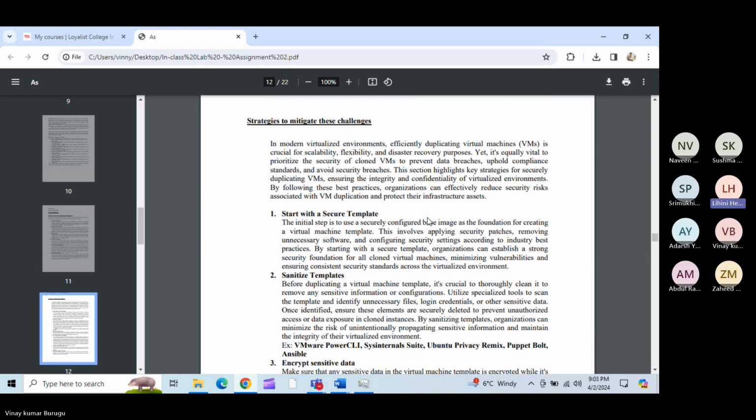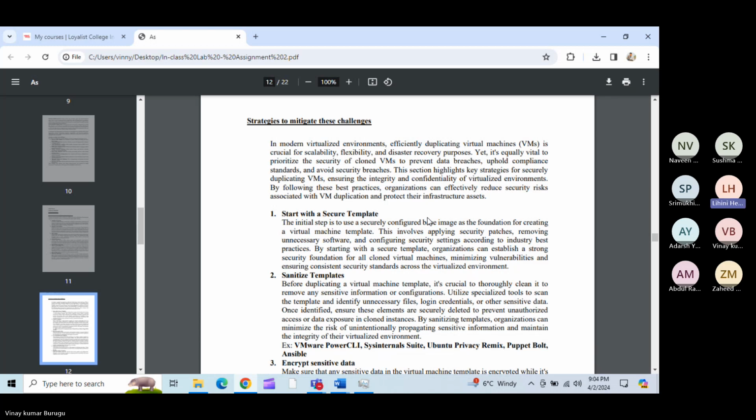First, it is very important to start VM cloning with a secure template. The first step is to use a securely configured base image as the foundation for creating the VM template. This involves applying security patches, removing unnecessary software, and configuring security settings according to industry best practices. By starting with a secure template, we can establish a strong security foundation for all the cloned VMs. This minimizes vulnerabilities across the environment.